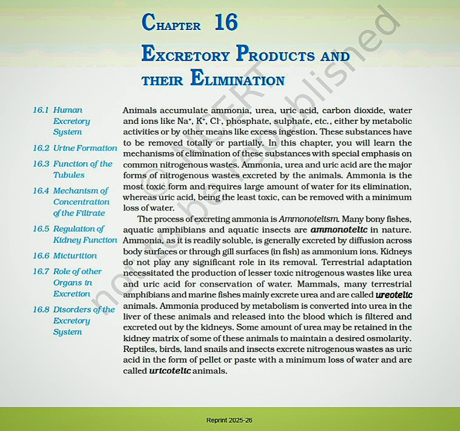Mammals, many terrestrial amphibians, and marine fishes mainly excrete urea and are called ureotelic animals. Ammonia produced by metabolism is converted into urea in the liver of these animals and released into the blood, which is filtered and excreted out by the kidneys. Some amount of urea may be retained in the kidney matrix of some of these animals to maintain a desired osmolality. Reptiles, birds, land snails, and insects excrete nitrogenous waste as uric acid in the form of pellets or paste with a minimum loss of water and are called uricotelic animals.